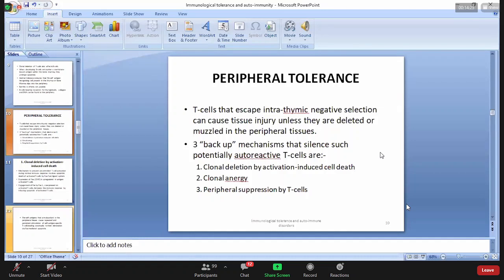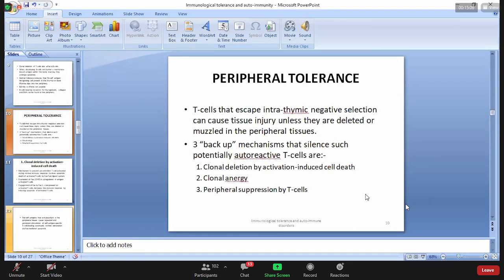And if it fails, then that is when we end up with autoimmune disorders. But of course, if the central tolerance fails, in other words, we have these autoreactive T cells escaping from the thymus and from the bone marrow into the blood, we have another mechanism that will still ensure that these cells are destroyed. This is where we have the peripheral tolerance. So this peripheral tolerance ensures that T cells that escape the intrathymic negative selection are destroyed within the peripheral tissues. Because if these don't get destroyed, you still end up getting autoimmune conditions. So you have three backup mechanisms that will silence these potentially autoreactive T cells.